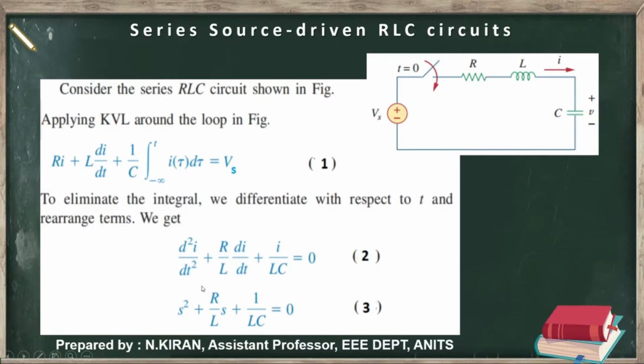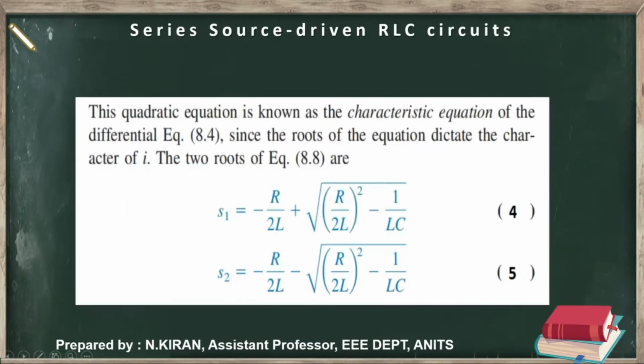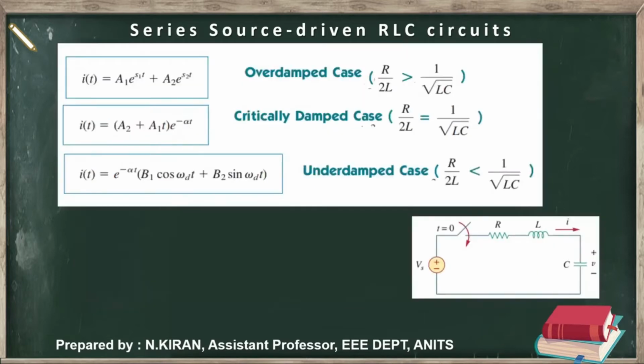So this I can write as a second order differential equation: s square plus R by L into s plus 1 by LC is equal to 0. In this case also, the roots will be of the form minus R by 2L plus or minus square root of (R by 2L) whole square minus 1 by LC. So here also we'll have three cases.